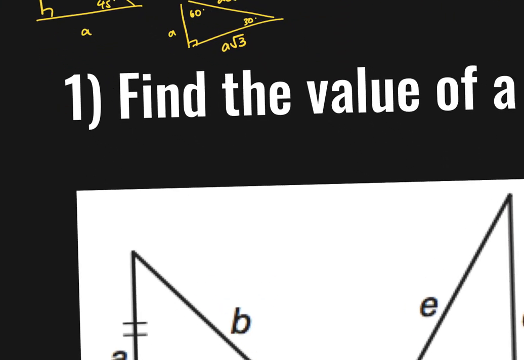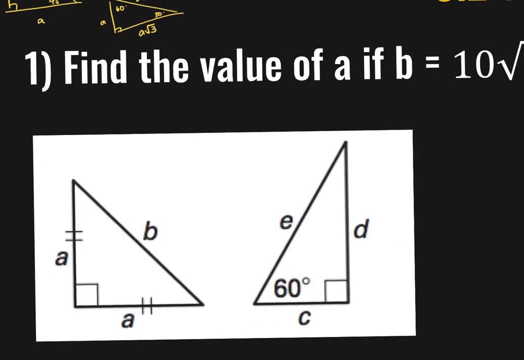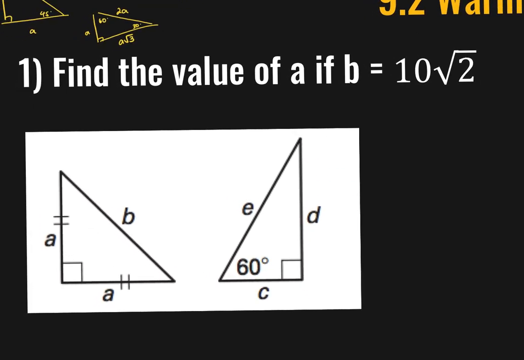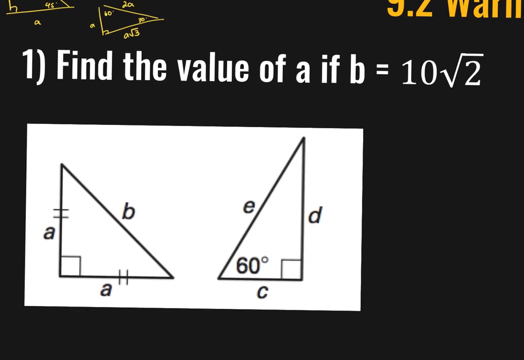So on the warm-up, this picture doesn't change page by page, but what it's asking for does. This one says find the value of A given B is 10 root 2. So if this is my 10 root 2, I'm obviously using the triangle on the left. And don't confuse the A's and the B's with the A and the B on this one. This time the A does align, like this is our A side and this is our A side and this would be our A root 2. But sometimes they reuse the variables, so just be really careful.